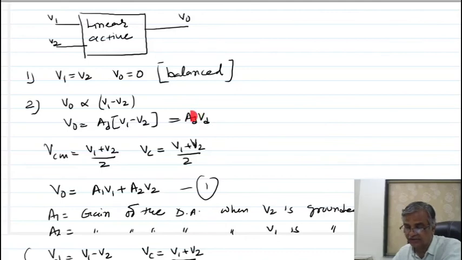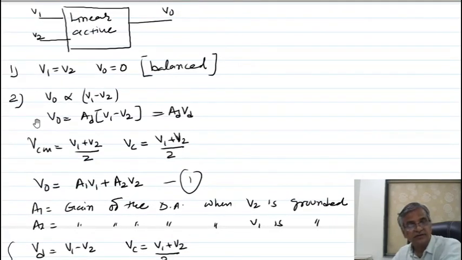This is what you want; only this should be at the output. Only this one should be the output for a differential amplifier. What is the output of the differential amplifier? AD into VD. But in practice it is found that the output of the differential amplifier does not depend only on the difference of the input signals, but it also depends upon the common mode signal.